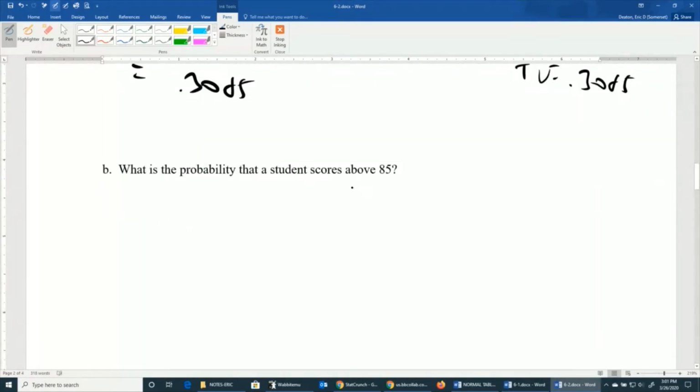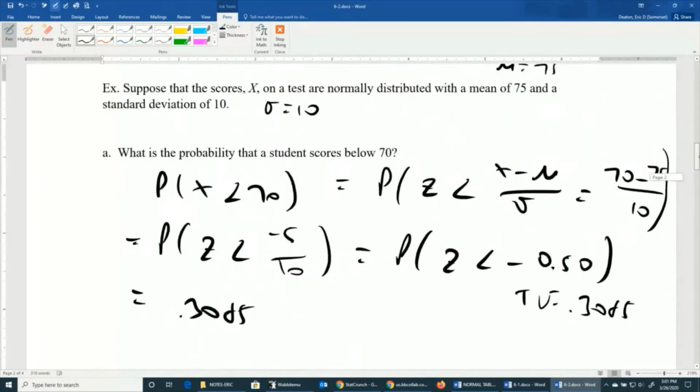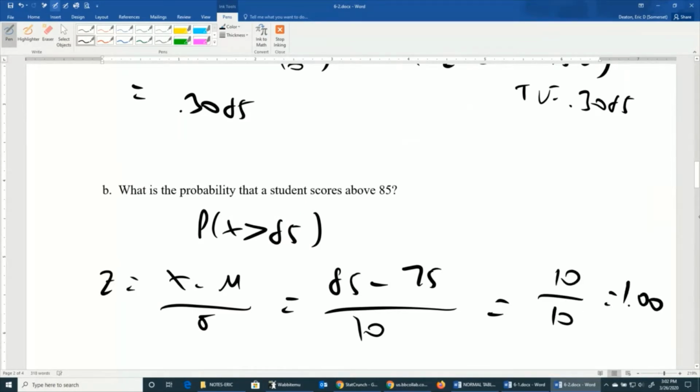Same situation, but this time the student scores above 85. Above means greater than. So here's the way I would approach it if I were doing it by hand. I would write that out so I know what I'm looking at. Write this formula out. 85 is the data value. The mean is 75, standard deviation is 10. It's the same situation. 85 minus 75 is 10 over 10 is 1, better known as 1.00.